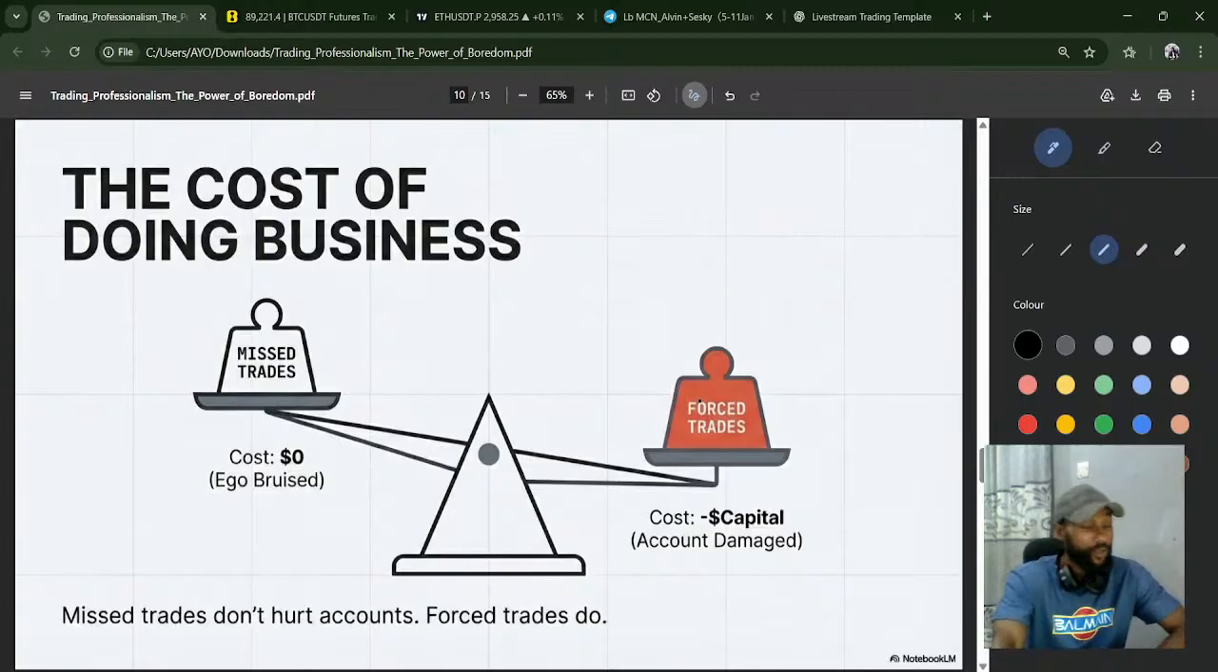Let's basically talk about missing trades. Like I said before the broken transmission, missing trades feels painful, and forcing trades feels active. One costs opportunity, and the other costs your bank account, your capital. Missed trades don't hurt your account, but forced trades do.